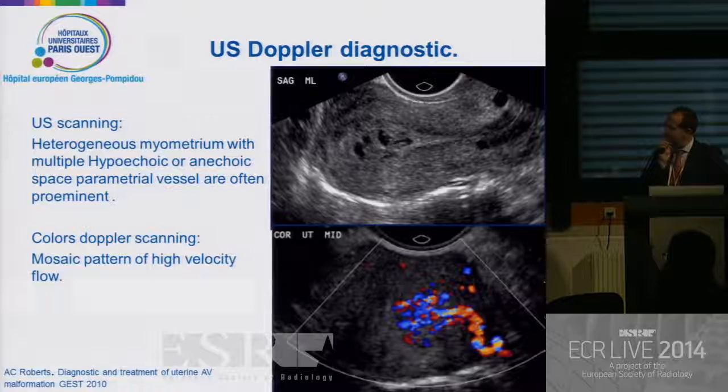We can diagnose it before the complication occurs with ultrasound. Usually they appear as small hypoechoic areas in the endomyometrium. And when you use color Doppler, you see this very big blooming and mosaic pattern, which just tells us that it's very high velocity.